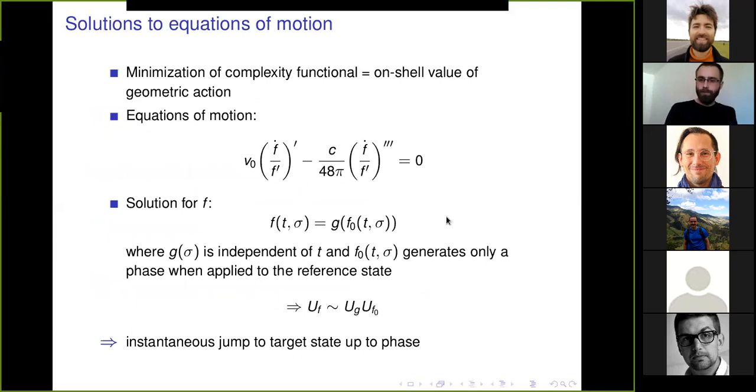As I said, the minimization of the complexity function is equivalent to deriving the on-shell value of the geometric action, since our complexity functional was equal to the geometric action. For that, we need to derive the equations of motion. Fortunately, these equations of motion take on a very simple form, namely just a harmonic oscillator of the time derivative of f divided by the spatial derivative of f, and the derivative of this whole thing again with respect to space. And since this is just a harmonic oscillator, we can find the most general solution, which is given by a concatenation of two conformal transformations. One conformal transformation G that is independent of time, and one time-dependent conformal transformation that only generates a phase when we apply it to the reference state.